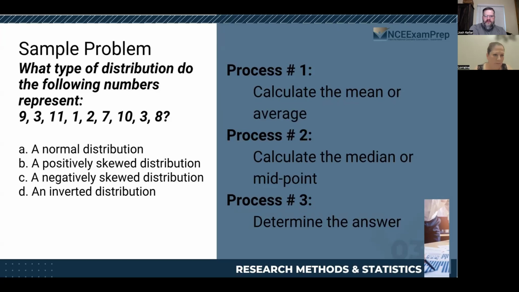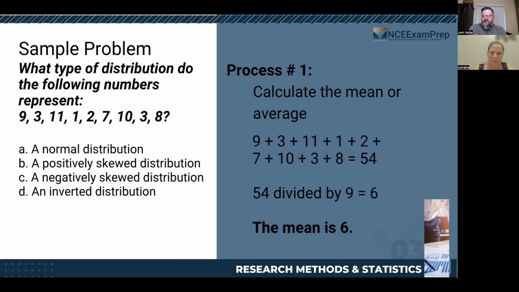6. And how did you get that, Lorraine? Added all the numbers and divided by 1, 2, 3, 4, 5, 6, 7, 8, 9, divided by 9. Yeah. So when you add all the numbers up, you get 54, and you divide it by 9, and you get 6. Good. That's exactly what you did, and that's exactly correct. Okay. So the mean is 6.